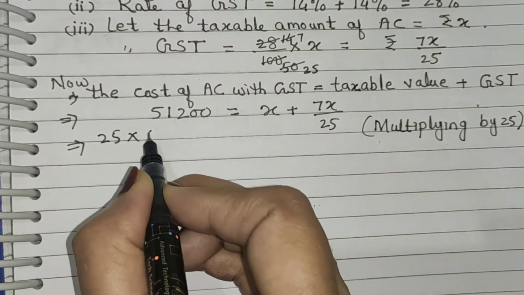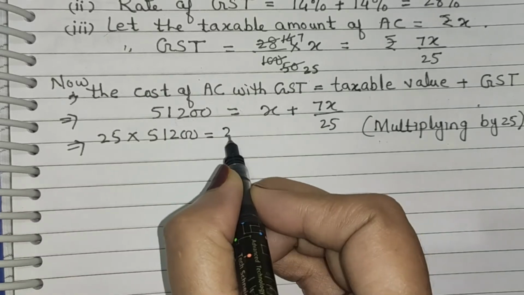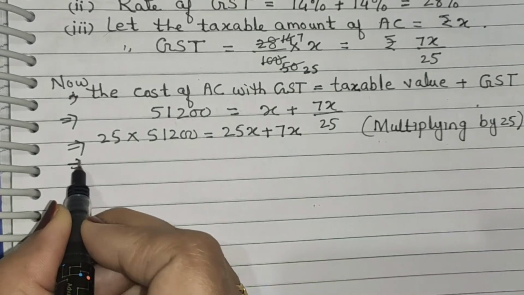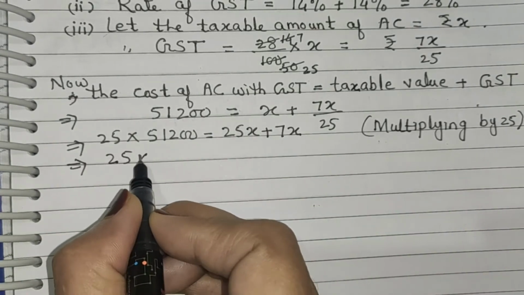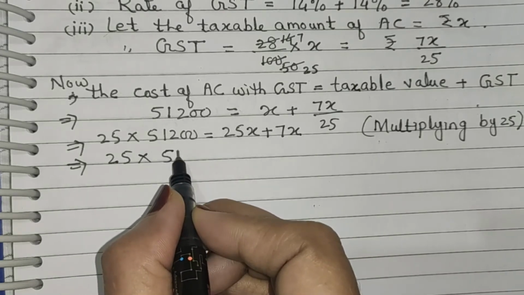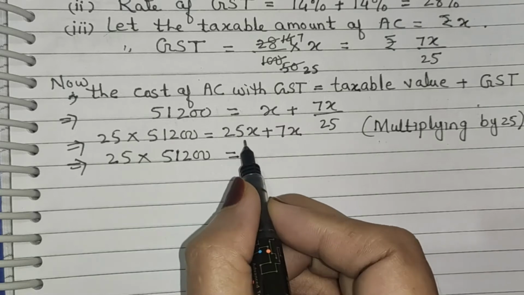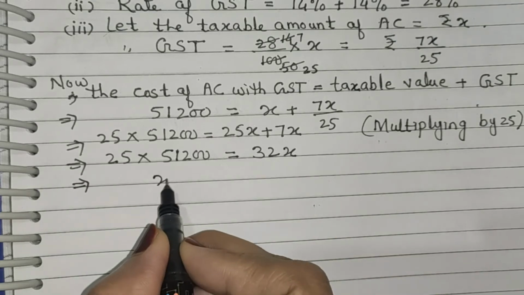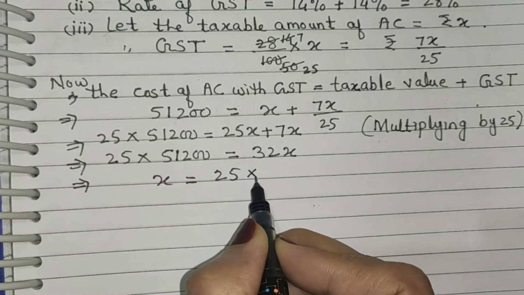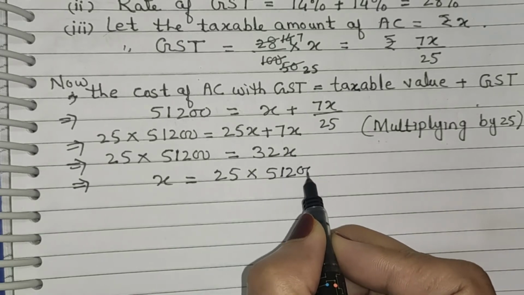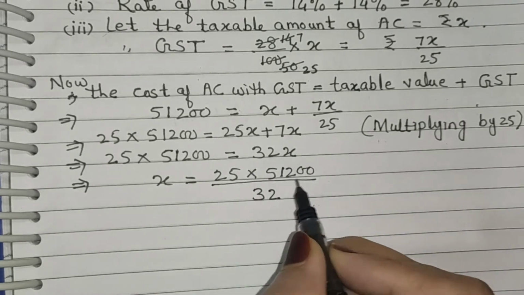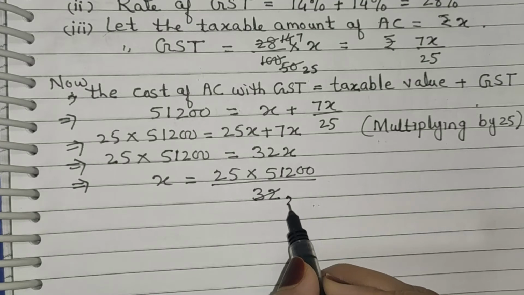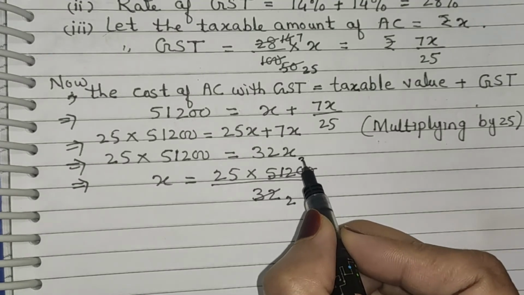We get here 25 into 51,200 is equal to 25x plus, now 25 cancels, 7x, remaining one is 25 into 51,200 equals 25 plus 7, 32x. Now dividing by 32 we get x is equal to 25 into 51,200 divided by 32. Now cancel it. 16 2s are 32, 16 3s are 48.